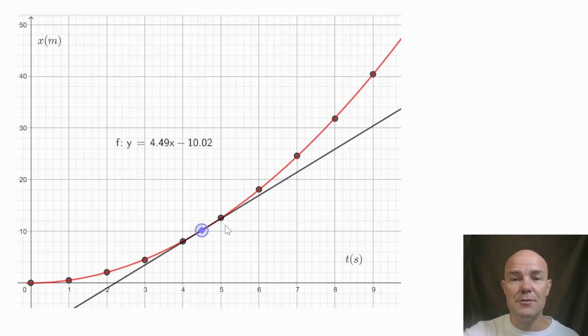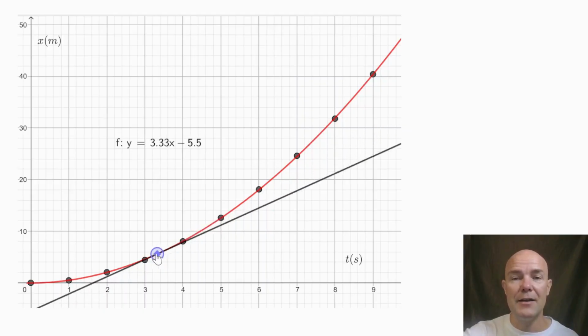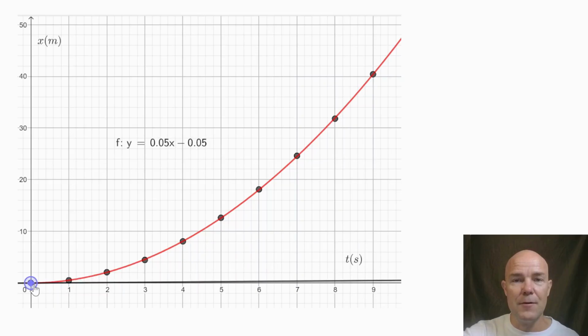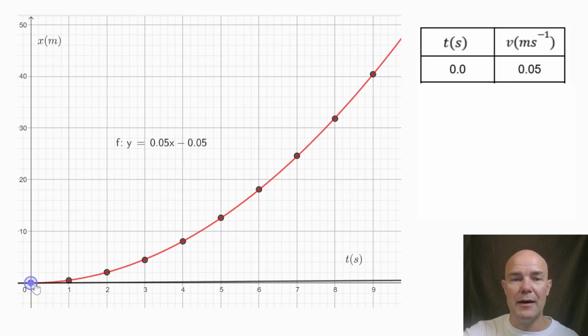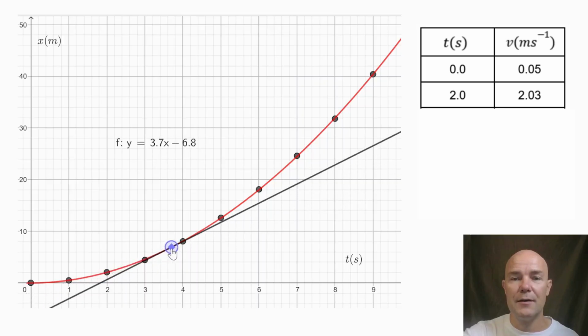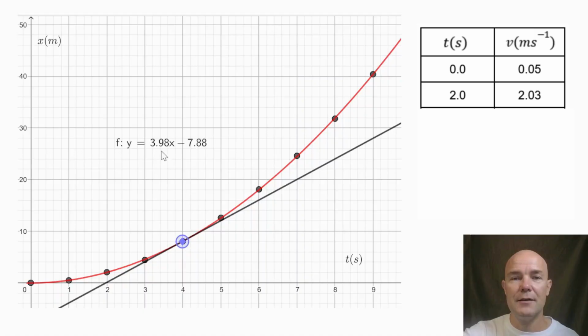Now, let's make a velocity graph from this displacement time graph. And the way we will do it, I will take values of gradient of this tangent line at some points. So if I start from 0, we will get the velocity being close to 0, 0.05. Then at 2 seconds, my velocity is 2.03. At 4 seconds, velocity is 3.98.